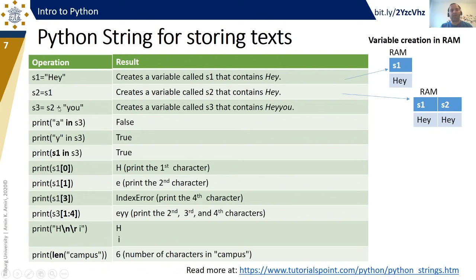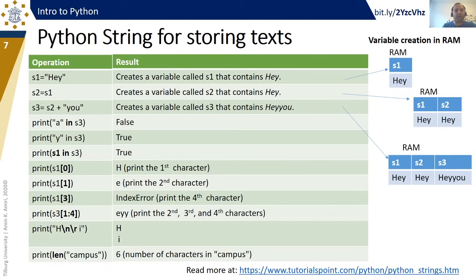The plus sign will attach two variables. So S2 is hey plus U. Because of the equal sign, I'm going to have a new variable here. So hey U is created. If I want to see a space between them, I need to add a space right before the U.